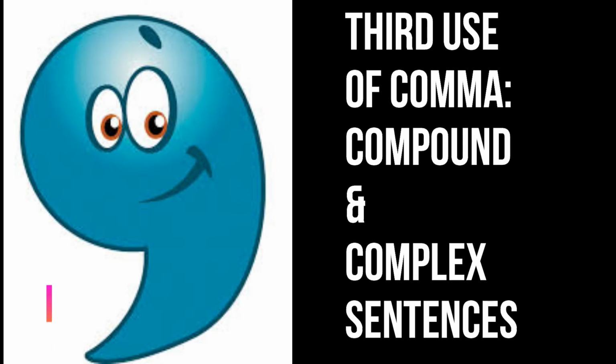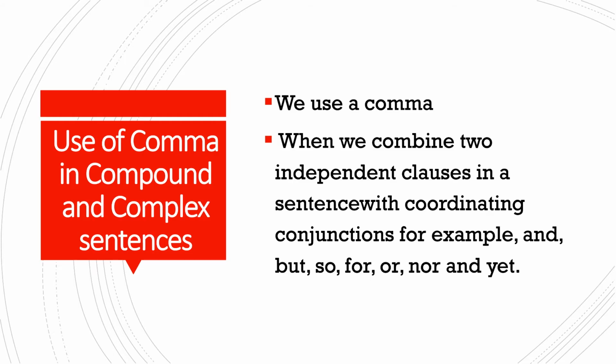The next use of comma is a bit complicated, but I will try to make it simple for you. But please listen carefully. We use a comma when we combine two independent clauses in a sentence, and at the same time, if we are using one of these 7 coordinating conjunctions to connect those independent clauses. These conjunctions are and, but, so, for, or, nor, and yet. Well, let's understand it with an example.